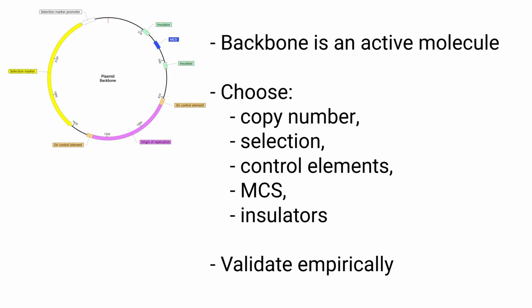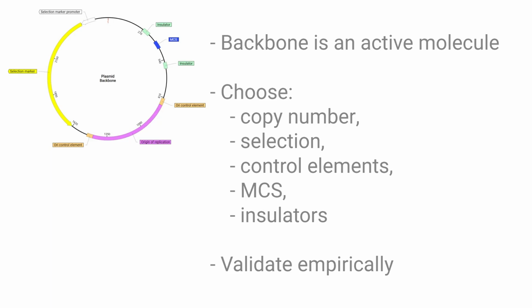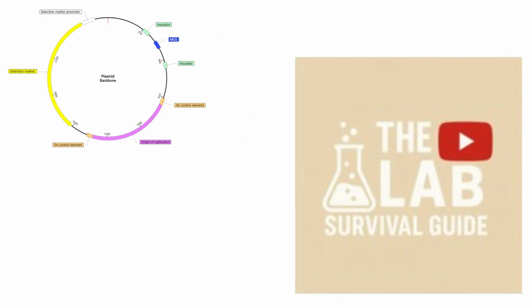Your plasmid backbone isn't just a container, it's an active molecular machine. Copy number, selection markers, control elements, MCS design, and insulators all shape your experimental outcome. Choose wisely, validate empirically, and your data will sing. Choose poorly, and your experiment will fail.